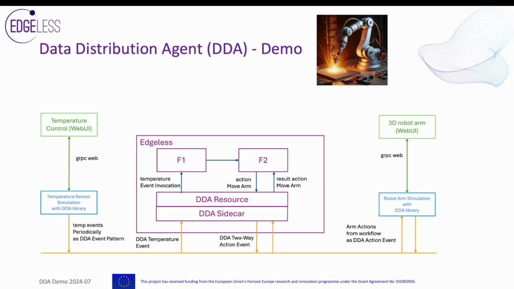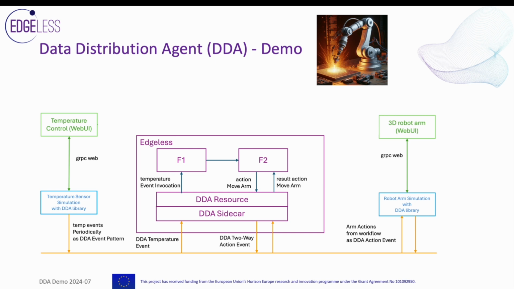The Edgeless workflow, consisting of two functions, is running on the Edgeless platform shown in the middle of this diagram. This workflow is responsible for first receiving these events, which happens in function 1. These events are received through the DDA resource. And after checking the out-of-bounds condition described previously, the second function gets invoked, which accordingly moves the arm up and down. If the temperatures do not surpass certain values, the robotic arm is just not moved up or down.